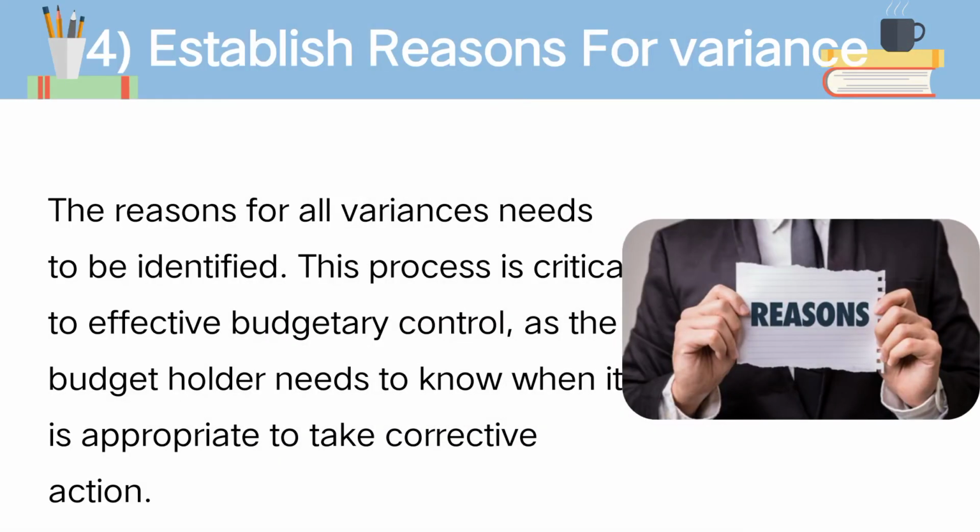The next one is establish reasons for variance. The reasons for all variances need to be identified. This process is critical to effective budgetary control as the budget holder needs to know when it is appropriate to take corrective action. Reasons for variances include error, delays, profiling, poor budgeting, unplanned changes, etc.